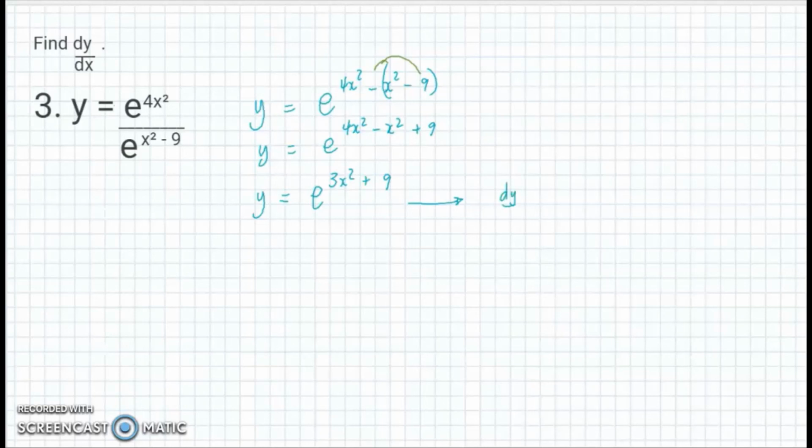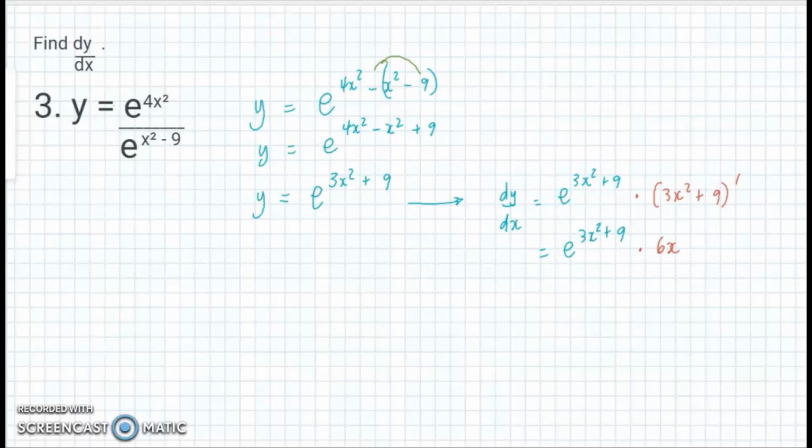So our dy over dx is equal to that given e raised to 3x squared plus 9, but then again multiplied by the derivative of our 3x squared plus 9. So let's do the process of differentiation here. So we have e raised to 3x squared plus 9 multiplied by the derivative of 3x squared, which is 6x, while the derivative of 9 is 0 because it's just a constant.